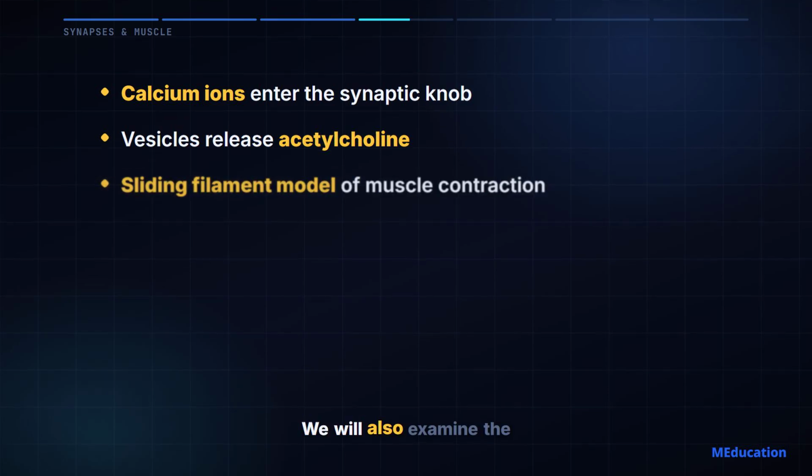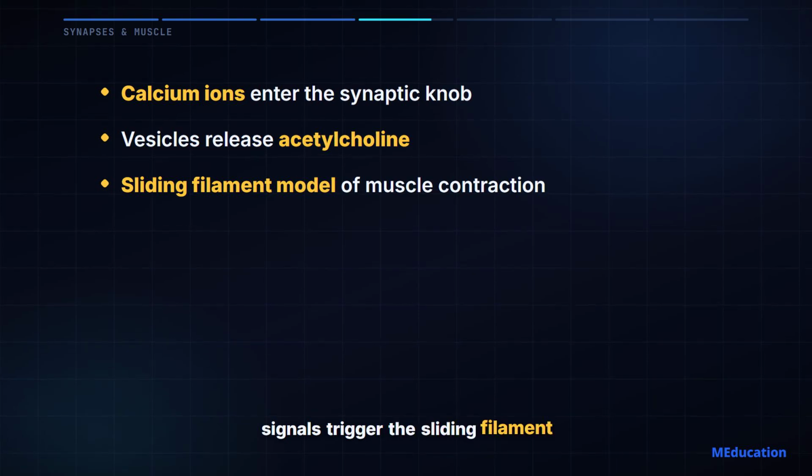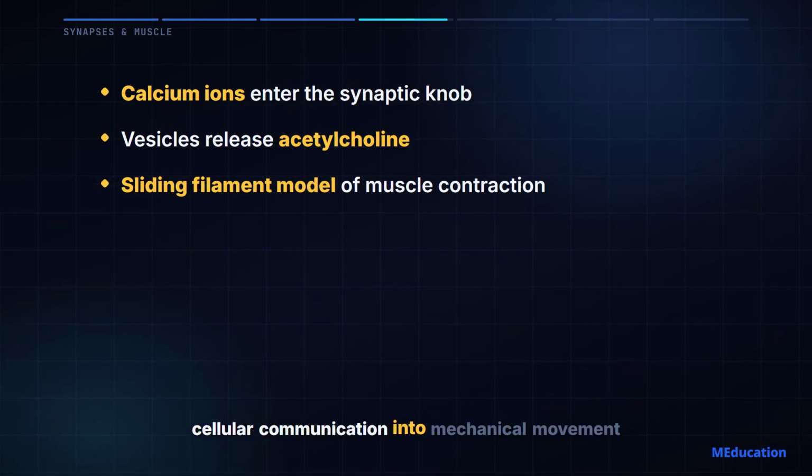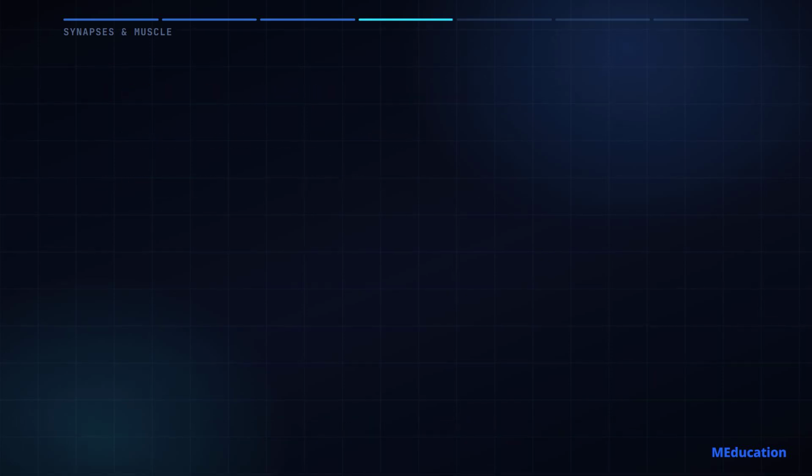acetylcholine. We will also examine the ultimate destination for many of these motor impulses, striated muscle. You will learn how these signals trigger the sliding filament model, detailing the specific roles of calcium, troponin, and ATP to translate cellular communication into mechanical movement.